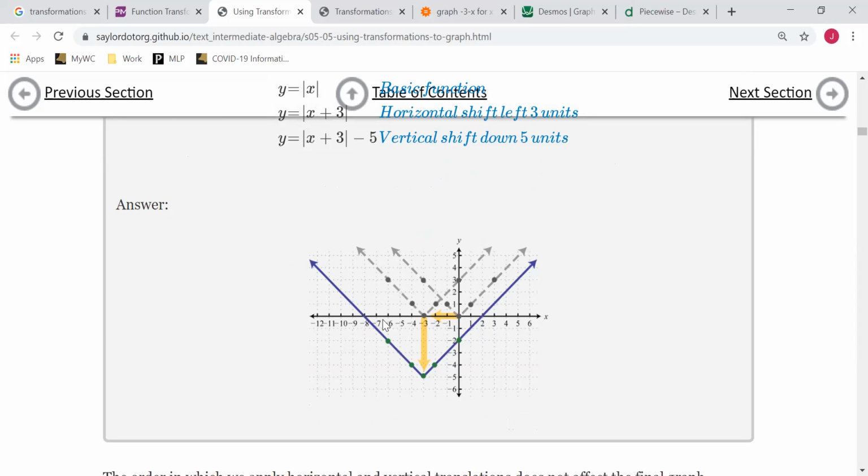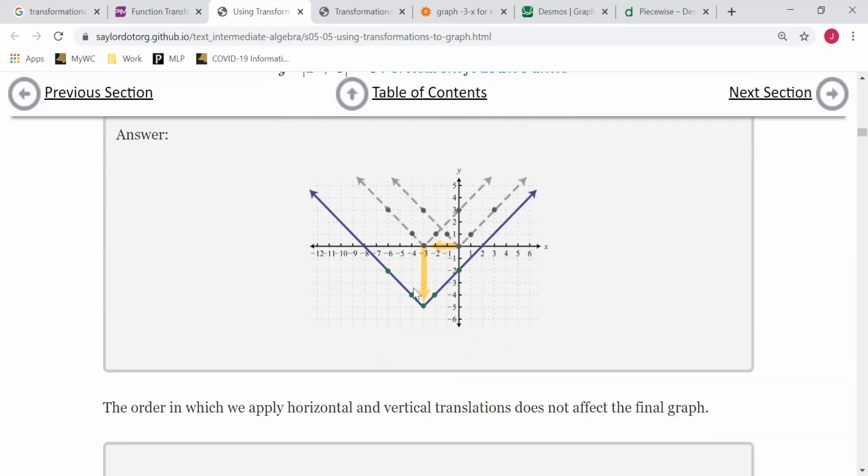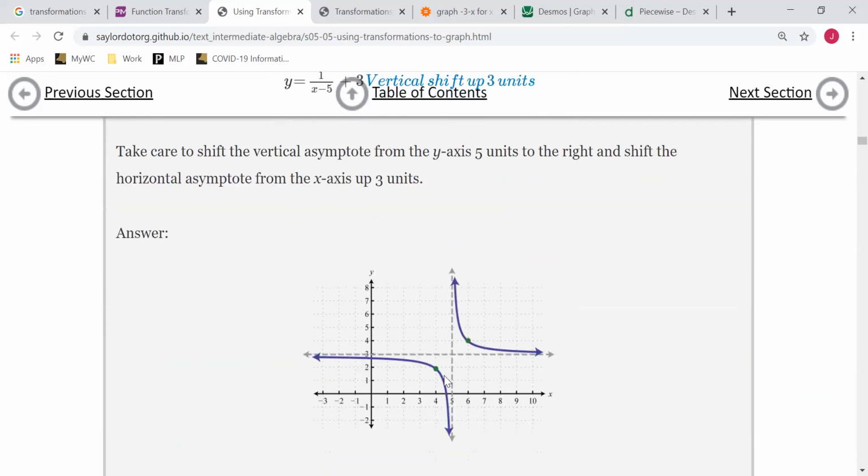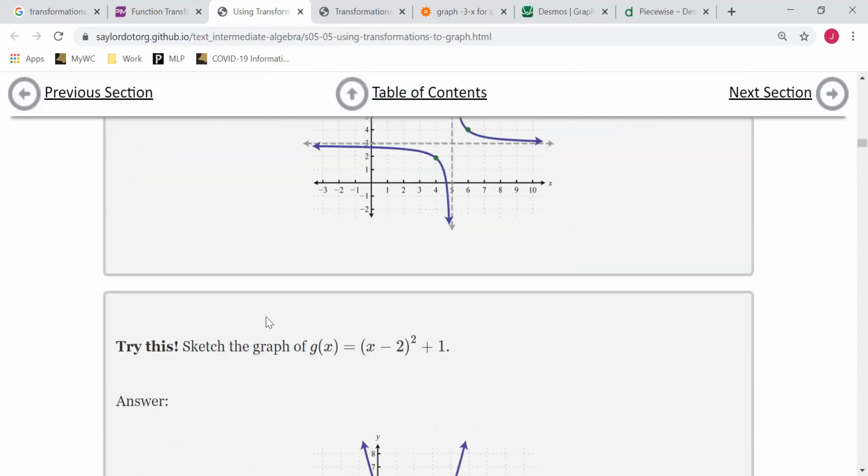So generally speaking, doing horizontal and vertical shifts, translations, is perhaps the easier possibility here, the easiest of the types of transformations we can do. We didn't talk about the base rational function, but if we did, that's what would happen.